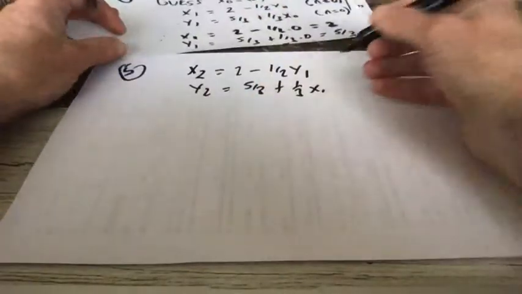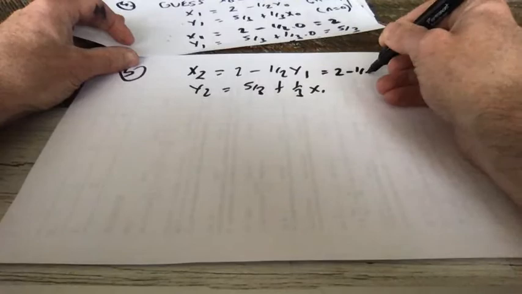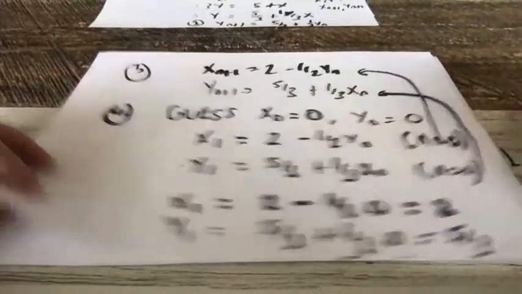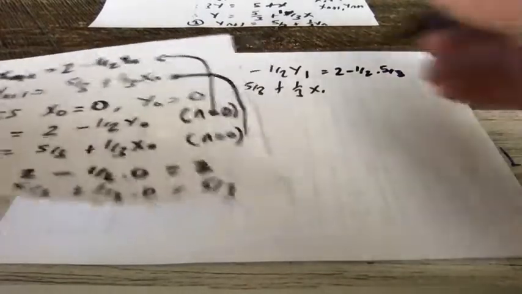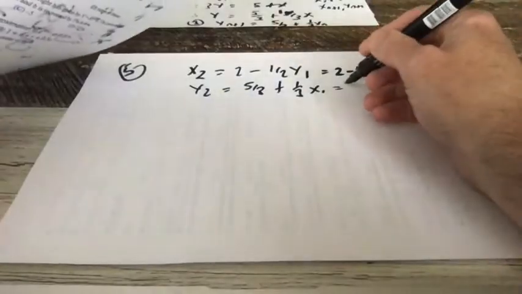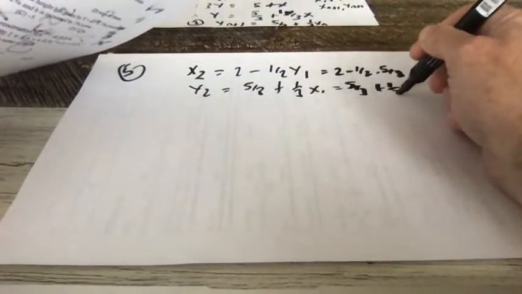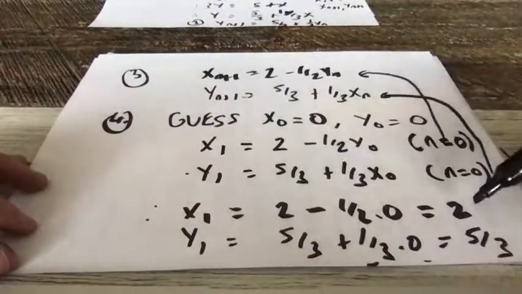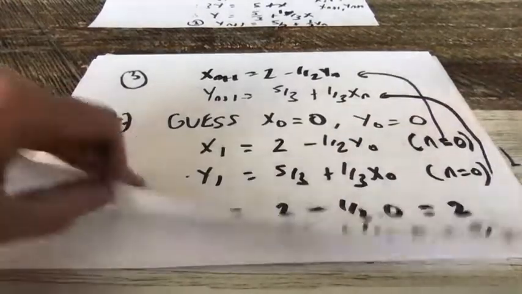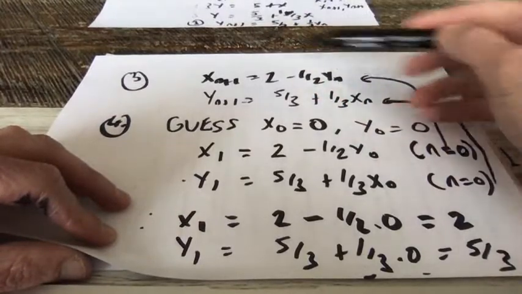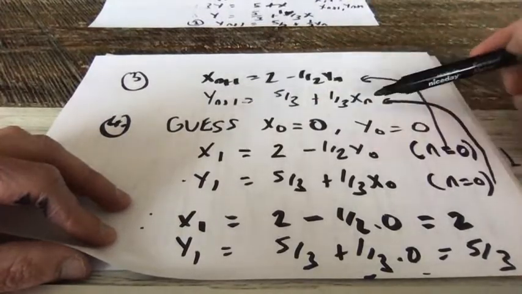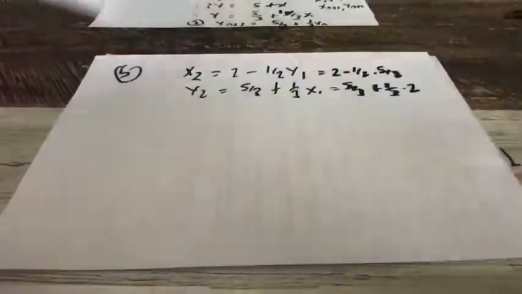Now, in this case, I get 2 minus a half by y1, which is 5 over 3. And for y, you get 5 over 3 plus 1 over 3 x1, and x1 is 2. Now be careful here, because my x1 is 2 and my y1 is 5 over 3. In this iterative scheme, to get your new value for x, you use your old value for y, and to get the new value for y, you use your old value for x. So be a little bit careful here, right? And that's what I've done here.